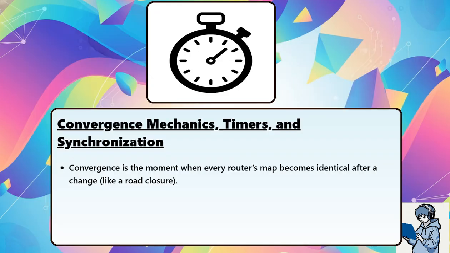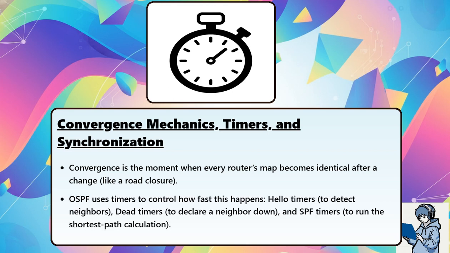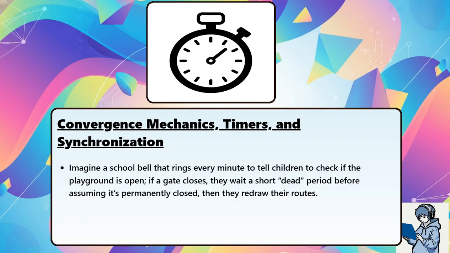Convergence is the moment when every router's map becomes identical after a change like a road closure. OSPF uses timers to control how fast this happens: hello timers to detect neighbors, dead timers to declare a neighbor down, and SPF timers to run the shortest path calculation. Imagine a school bell that rings every minute to tell children to check if the playground is open. If a gate closes, they wait a short dead period before assuming it's permanently closed. Then they redraw their routes.